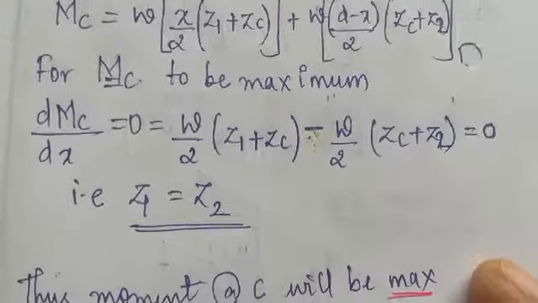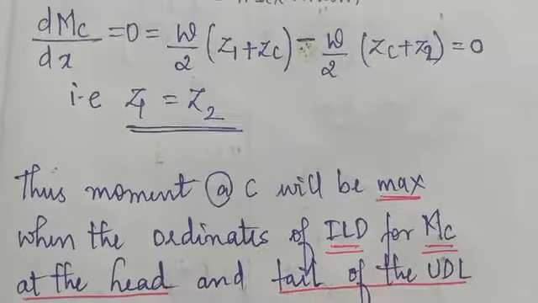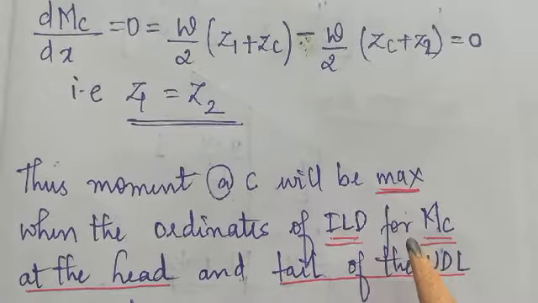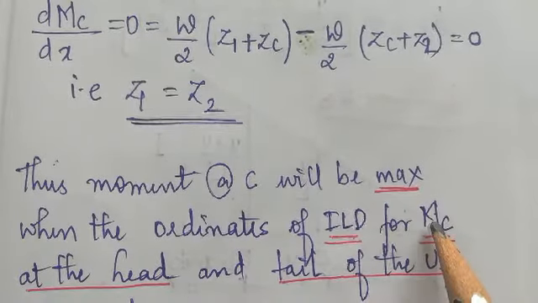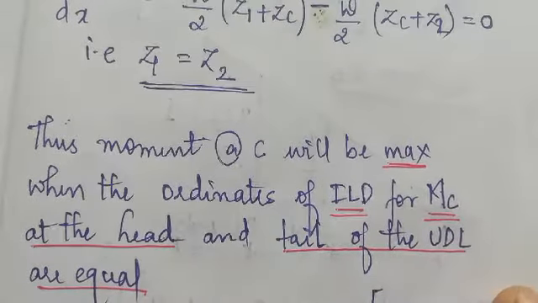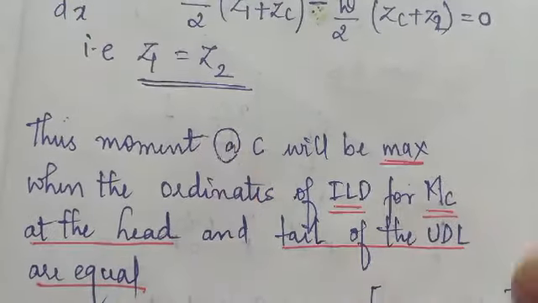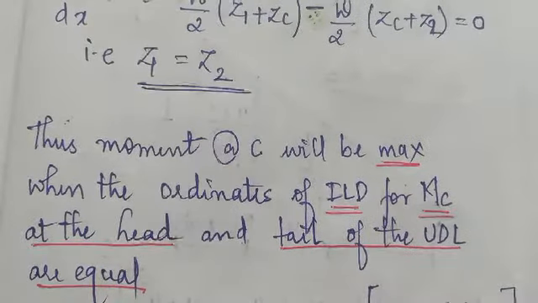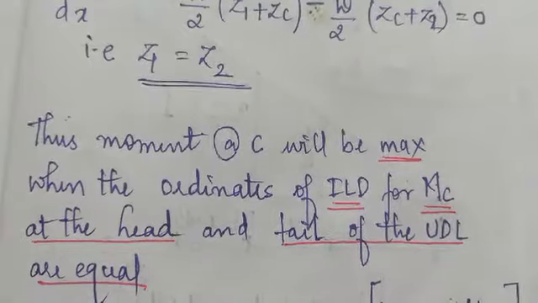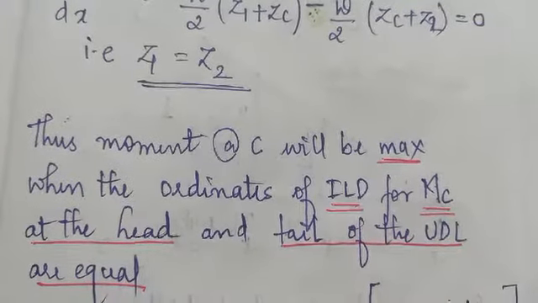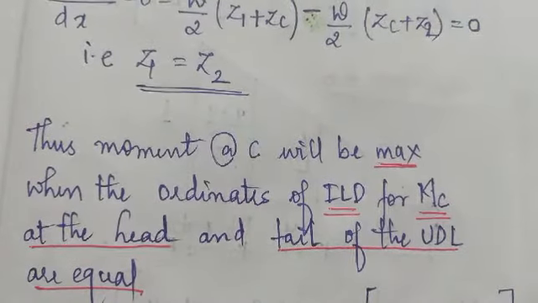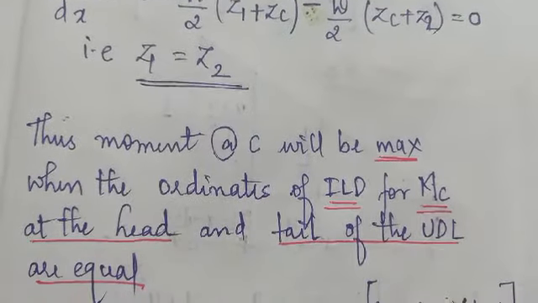What is the meaning of this? Thus, moment at C will be maximum when the ordinates of the influence line diagram for moment at C at the head and the tail will be equal. That is, the load is distributed equally on the left hand side as well as on the right hand side. In simple words, when will the ordinates be equal? When the load is distributed equally on the left hand side as well as on the right hand side.